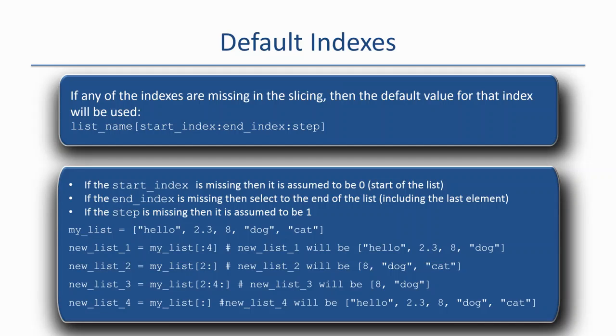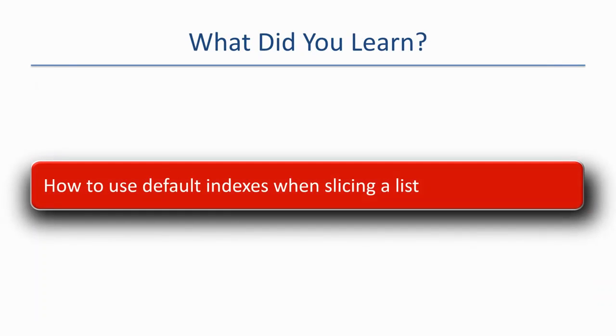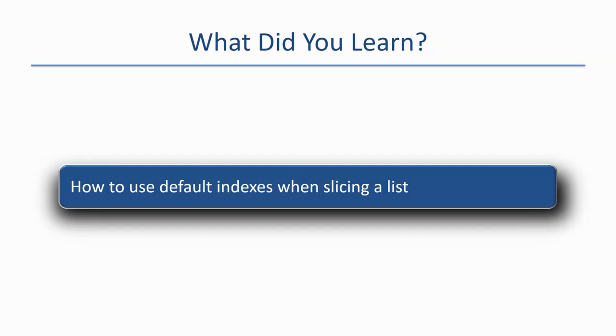And in the last example, both the start and end index are missing, and in that case, Python selects the entire list, including the first and last elements. So what did you learn in this lesson? You learned how to use default indexes when slicing a list.